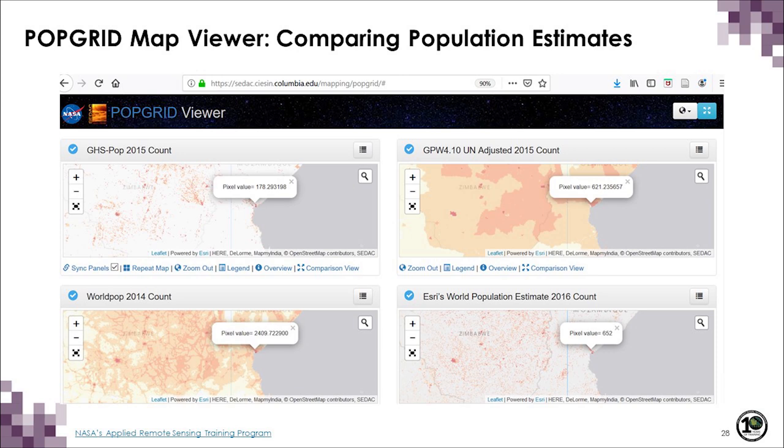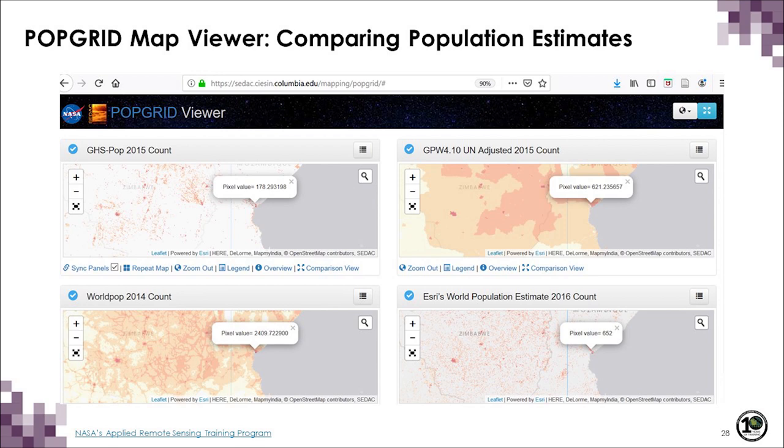The PopGrid map viewer allows comparing population estimates. This is a screenshot of one of the views of the PopGrid comparison tool. We have here four population grids from different data producers. The aim is to help users decide which product better fits their needs.